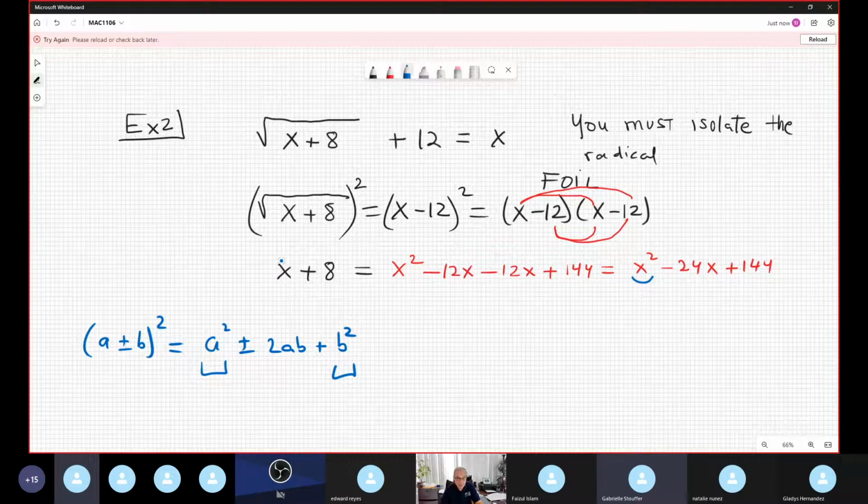And the last one is b squared, and b squared, 12 squared, is 144. In the middle, we have 2 times ab. In our particular example, a is x and b is 12 or negative 12. It doesn't matter. So 12 times 2 is 24, but of course negative 24x.